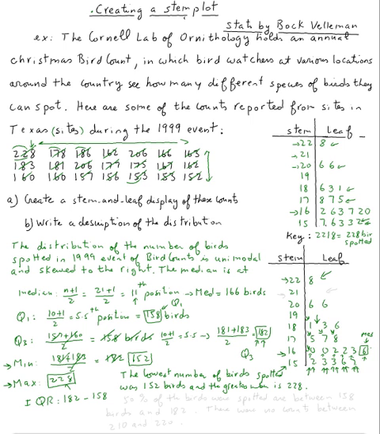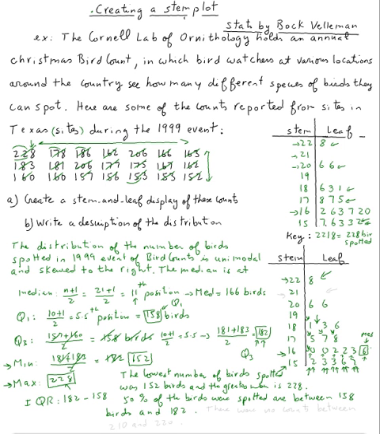Now we need to talk about the range. We're going to say 50% of the birds that were spotted were between, what is it? Q1 and Q3: 158 birds and 182.